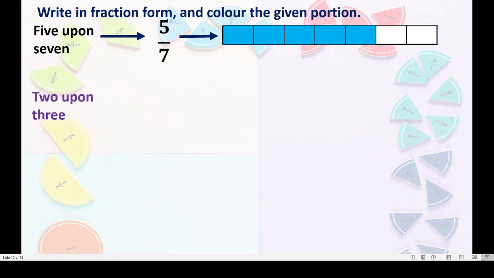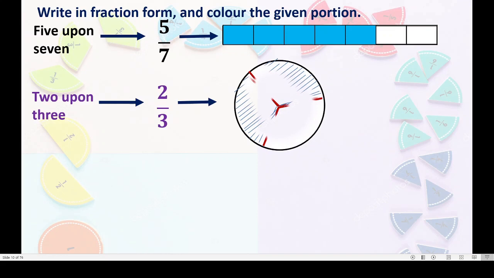Next one is 2 upon 3. We will write 2 in the numerator and 3 in the denominator. Right? Now here we will draw the figure. See this. Correct? 2 parts are shaded out of 3 parts. The circle is divided into 3 parts. 2 parts are shaded.